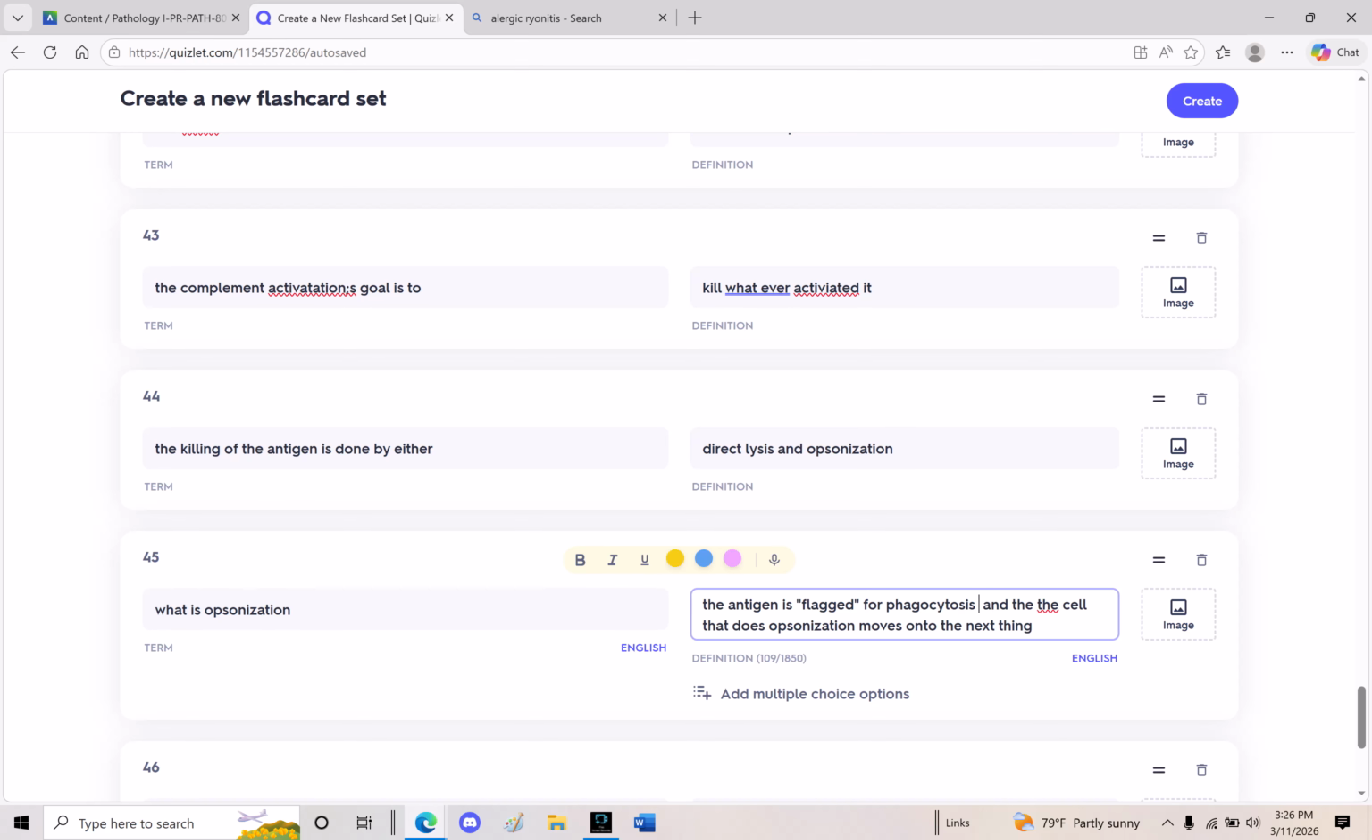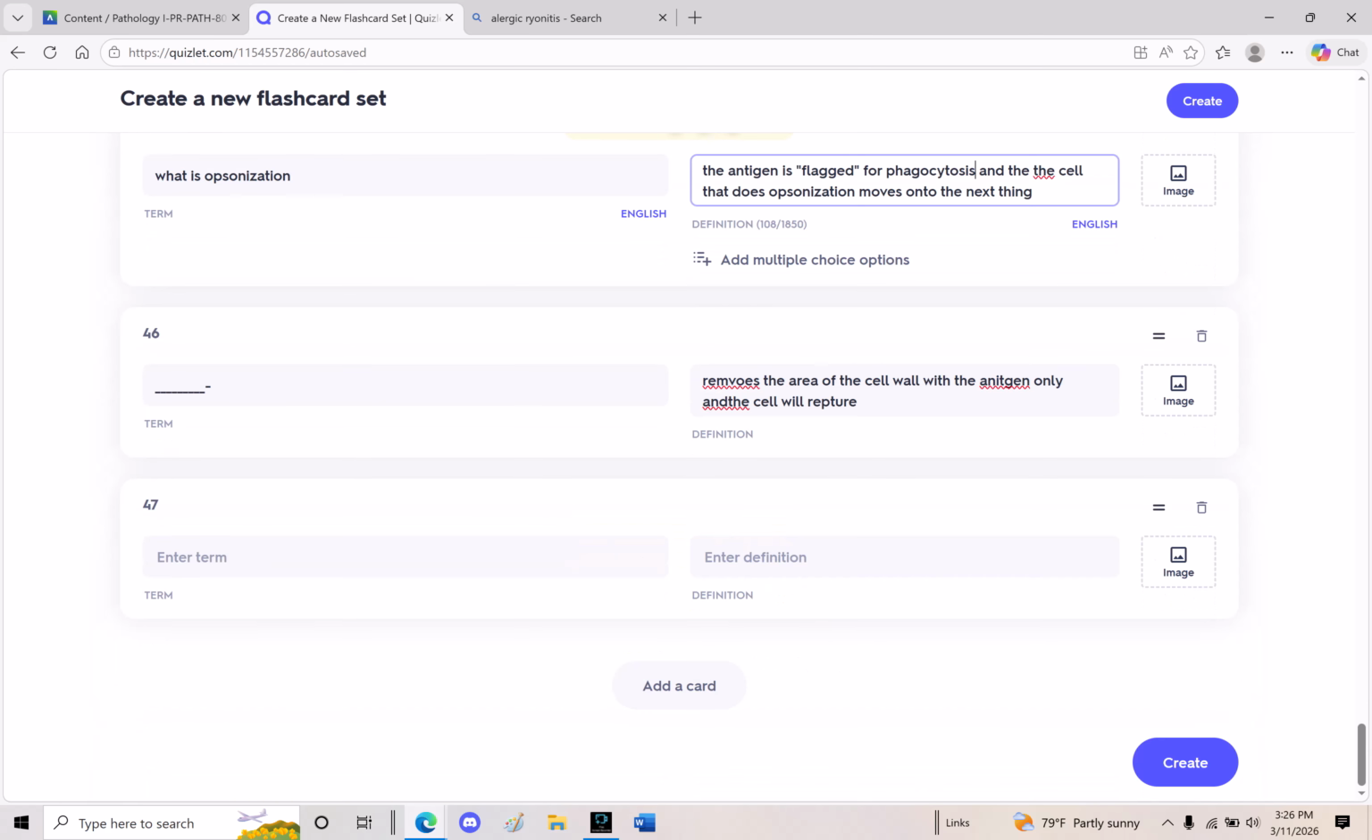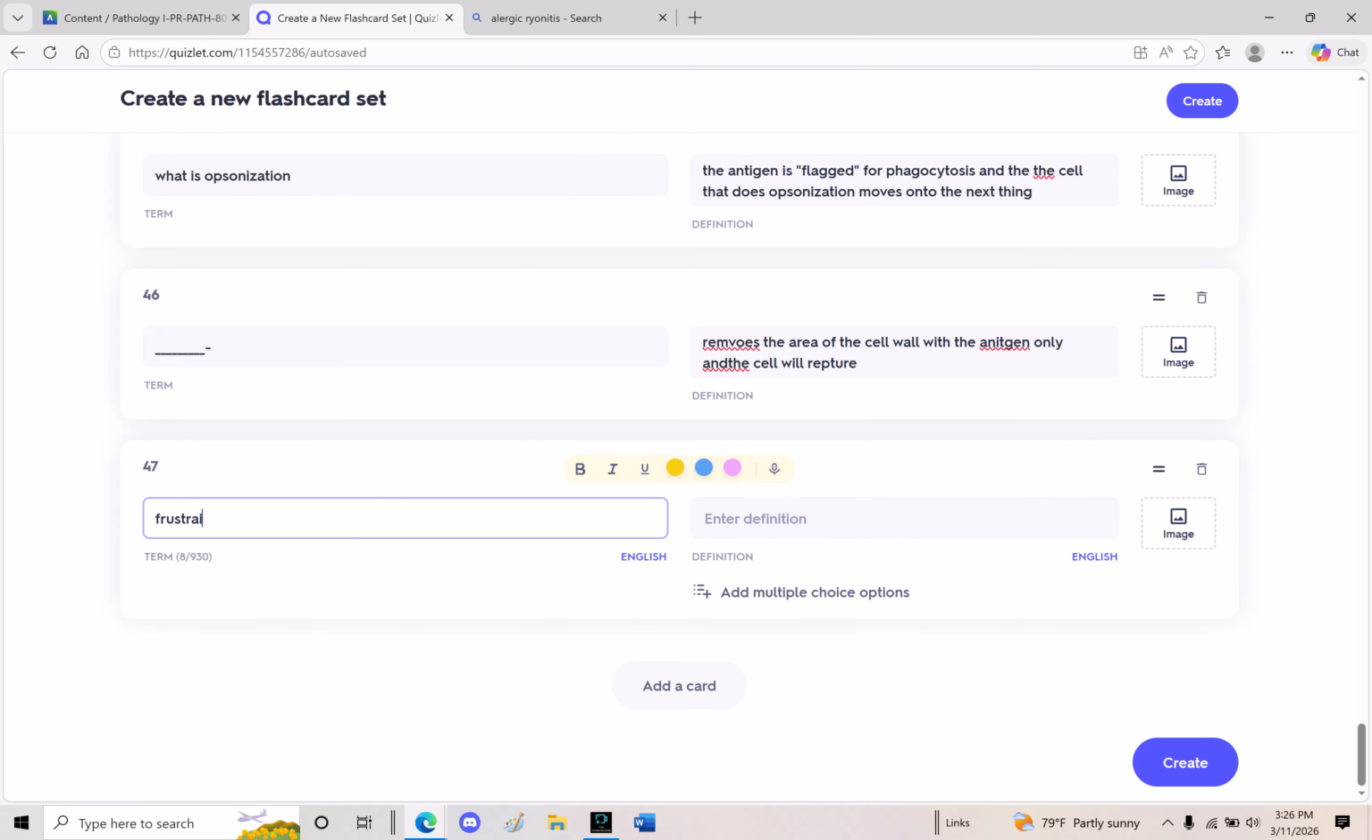Now, there is a pathway that can occur called frustrated. Is this direct lysis that you just showed us? What I just showed you was direct lysis, yes.